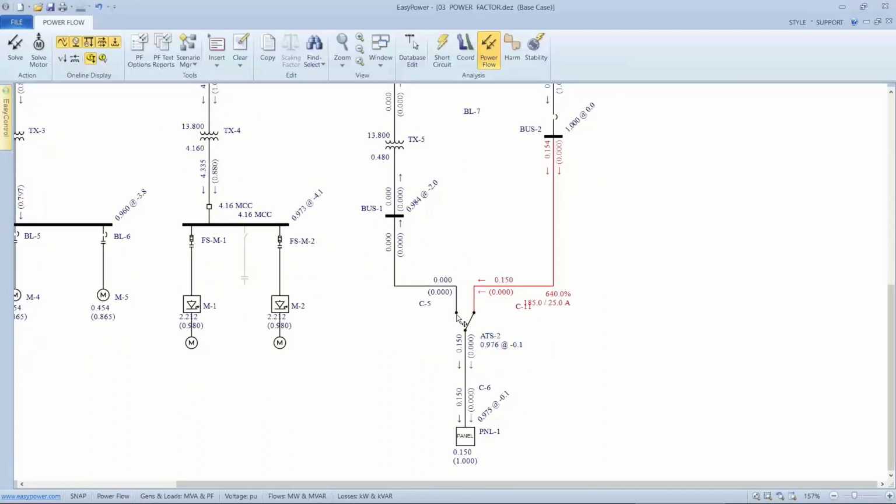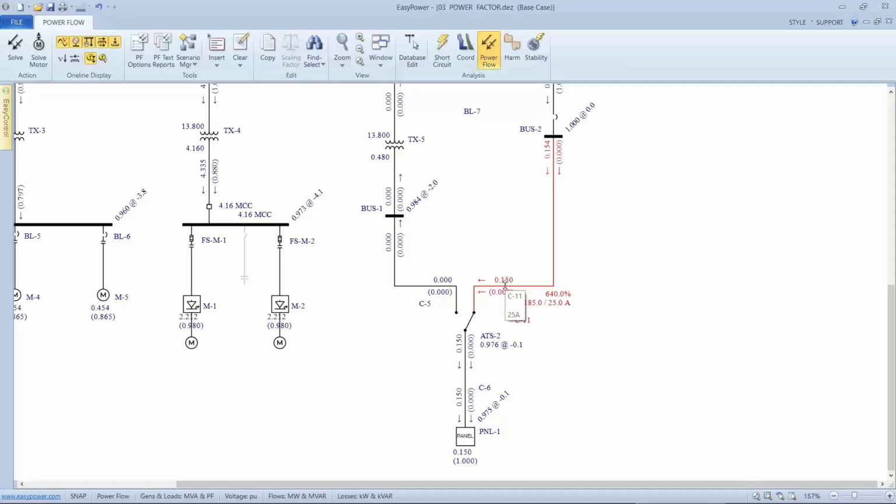So as I do that, I notice I have overloads here. If I look at the units, I have a 25 amp rating on the cable, and I'm demanding 185 amps when we're on the generator. So what's this an indication of?